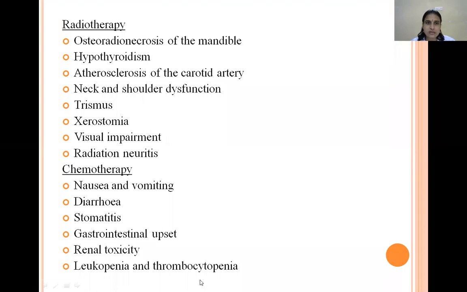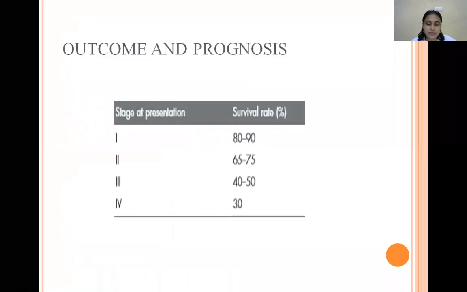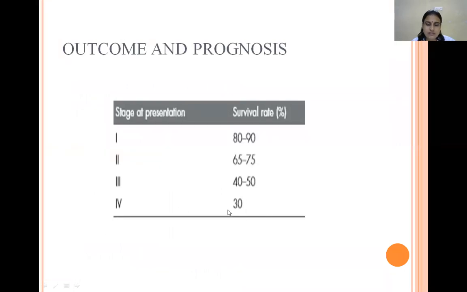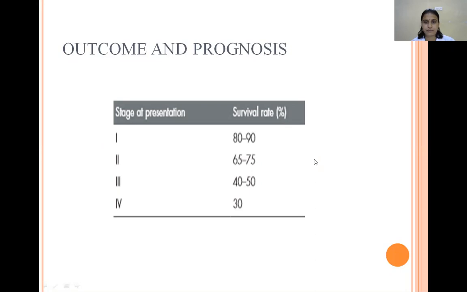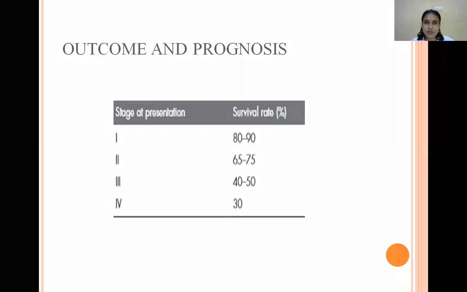Okay, so this is the end of oropharyngeal carcinomas. The outcome and prognosis: as stage advances, stage 4, there is poor survival, with a 5-year survival rate of as much as 30%. Okay. So I finished with the oral cavity and oral cavity malignancies.